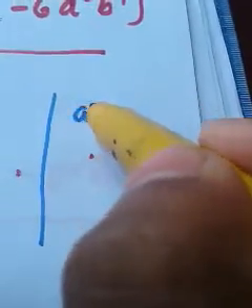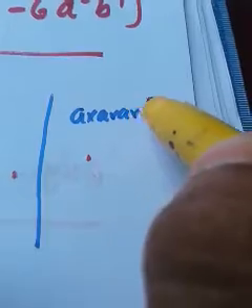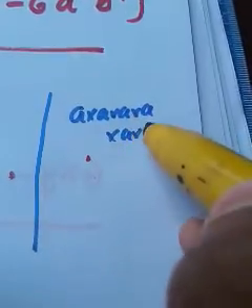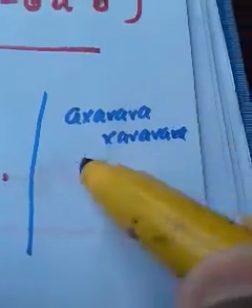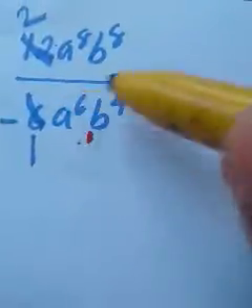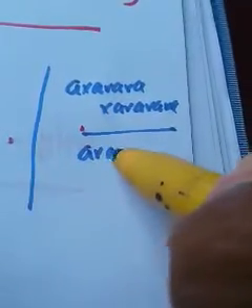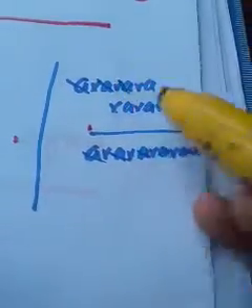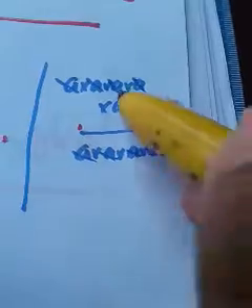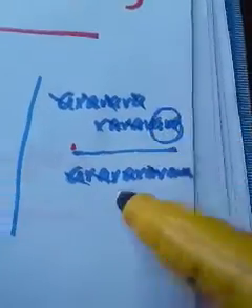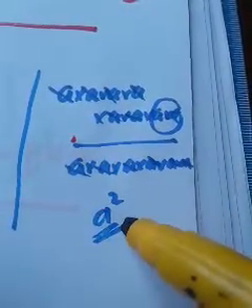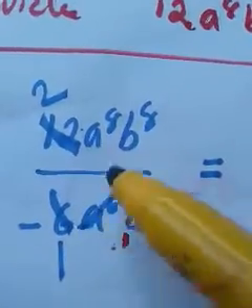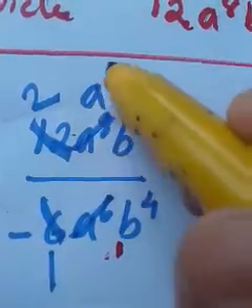a raised to 8 means a into a into a into a into a into a into a into a. This is what a raised to 8 is. Then a raised to 6 means a into a into a into a into a into a. See, can you cancel like this, no? Then how many a will remain? 2a. That means a raised to 2. So in this way you can cancel a raised to 6 and a raised to 8. Here a raised to 2 will remain.